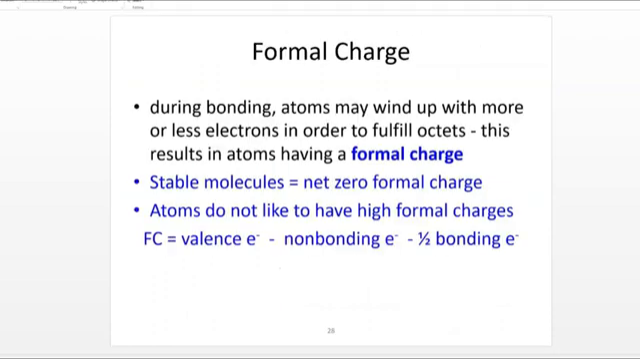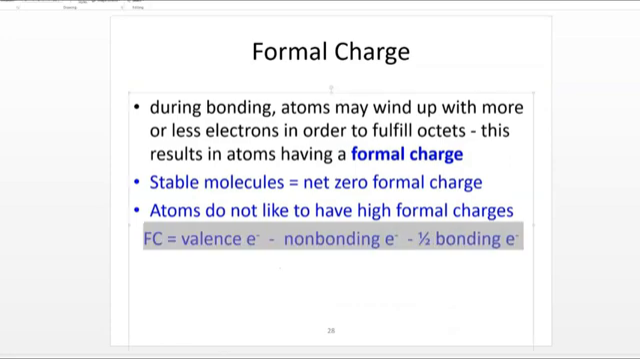So a formal charge represents, even though we're not talking about electrostatic interactions, with covalent bonding and Lewis structures, we can actually have a charge. This is called the formal charge. A stable molecule will have a net 0 formal charge. Atoms do not like to have a high formal charge. Now, there is a formula for formal charge, which is the valence electrons minus the non-bonding electrons minus 1/2 the bonding electrons. You can memorize that, and you can probably get by with it.